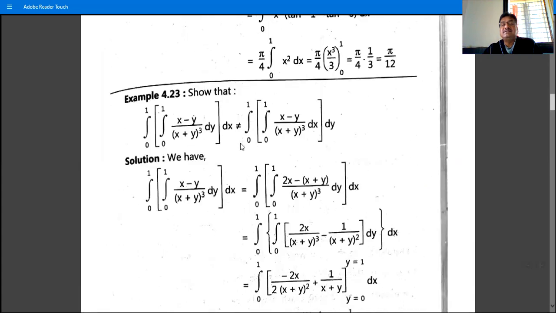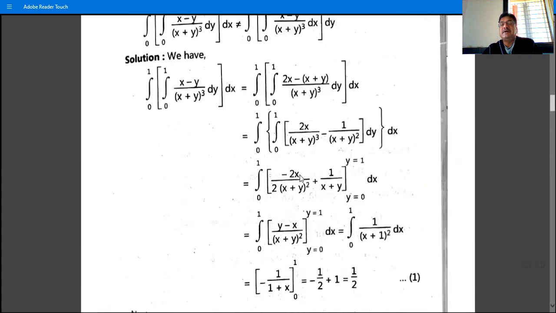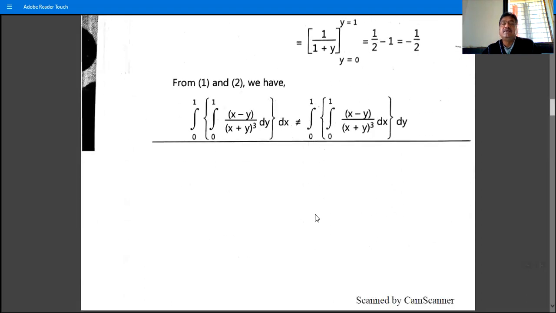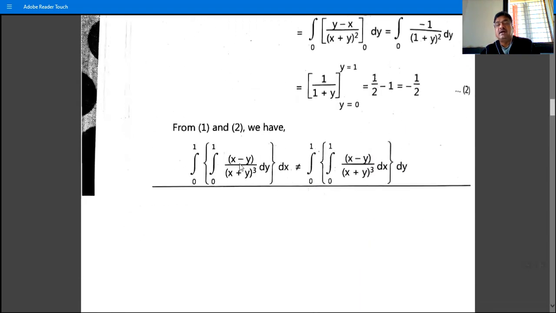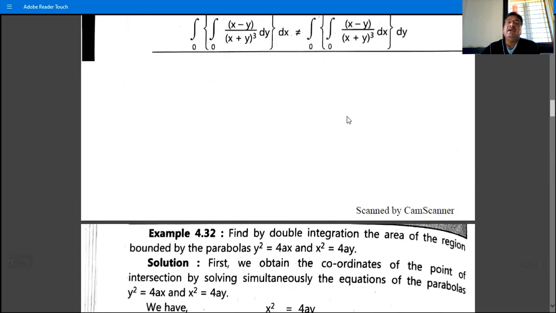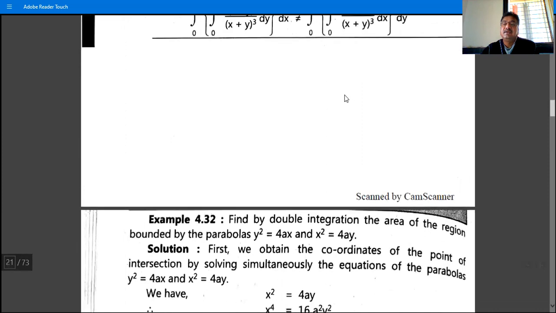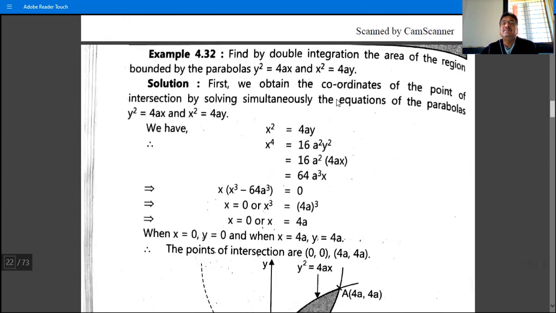So the LHS answer is 1 half, the RHS answer is minus 1 half, and these two are not equal. So if the limits are constant and the function is not continuous on that region, then we may get a different answer if we change the order. Same type of examples we will discuss in the next lecture.